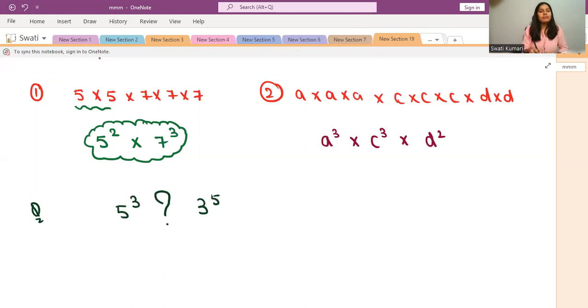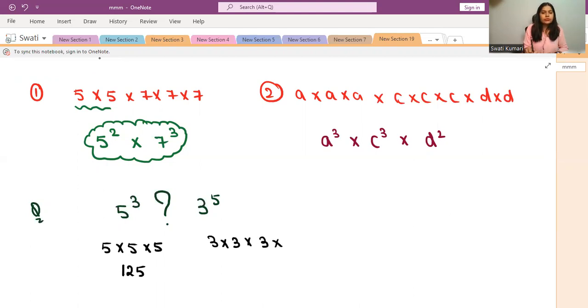So yes, of course, when you will start watching it again, let's see how we can do this. It's very simple. It's very much obvious. 5 raised to 3, that means 5 is getting multiplied 3 times. So you know what's the answer of 5 into 5 into 5, which is 125. Now let us do 3 raised to 5. So 3 is getting multiplied 5 times.